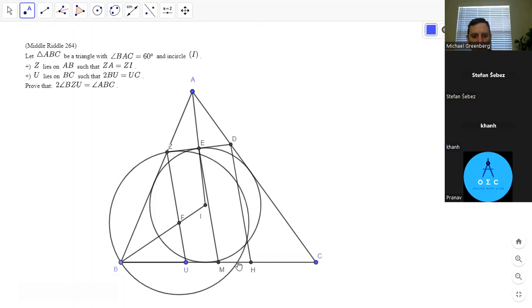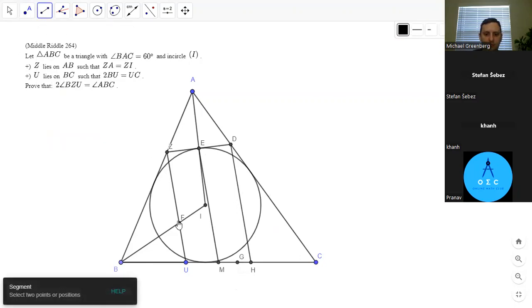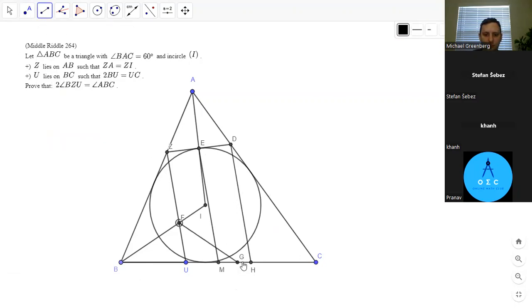Yeah, that point's going to be G. Now delete the circle. I mean, hide it. So G would be a point on BC such that BG is equal to BZ. And by symmetry, FZ is equal to FG. So we want to show that F is the circumcenter of ZBG.